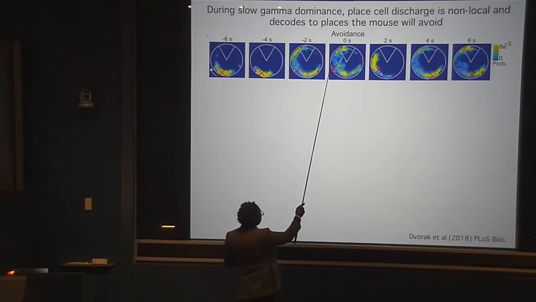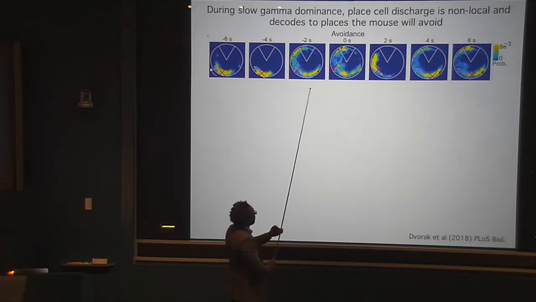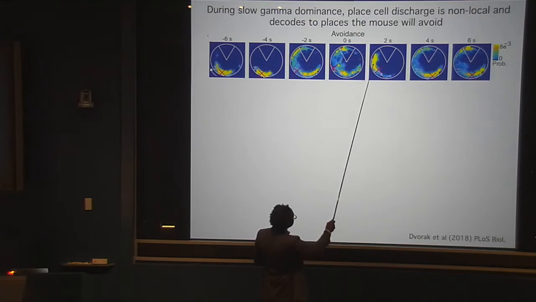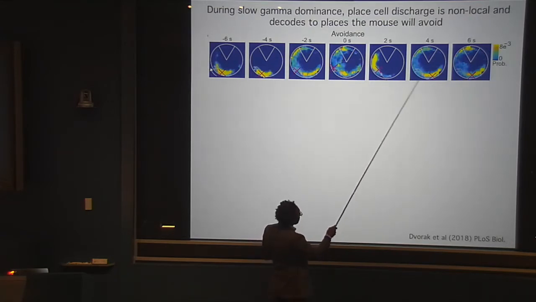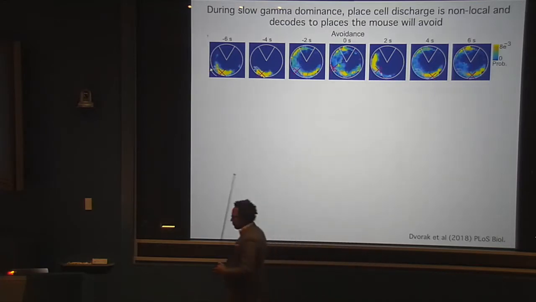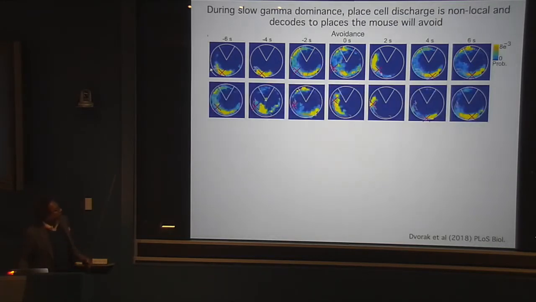Again, at time 0, the activity in the hippocampus is signaling not where he's going to go, but where he's not going to go and where he's going to go. Afterwards, the activity starts to catch up with the animal and starts to decode again locally. Okay. So it's very fast. You can't see this if you average across the 10 minutes in those maps. Here's another example of that.